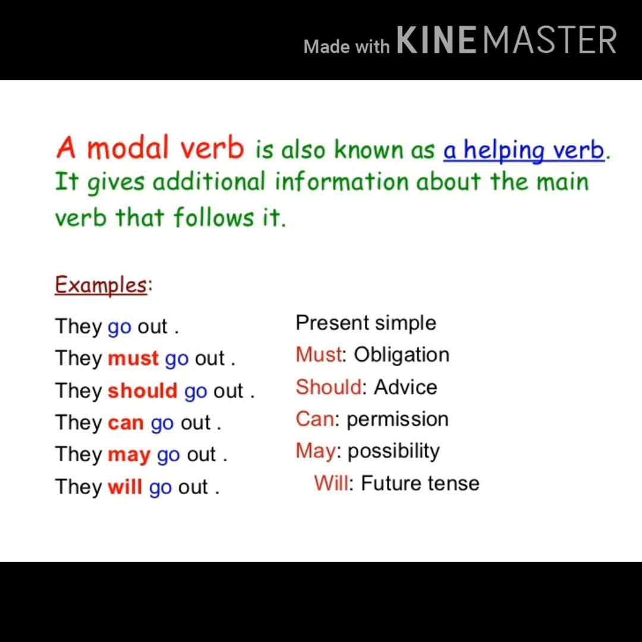They must go out. This shows the obligation. They should go out. This shows the advice. They can go out. This shows the permission. They may go out. This shows the possibility. And in the end, they will go out. This shows the surety for the future tense or prediction.